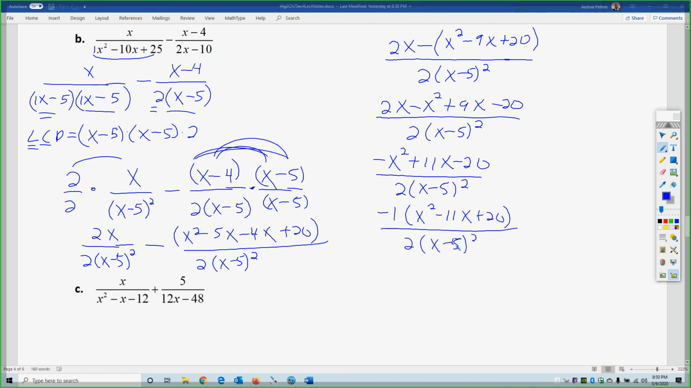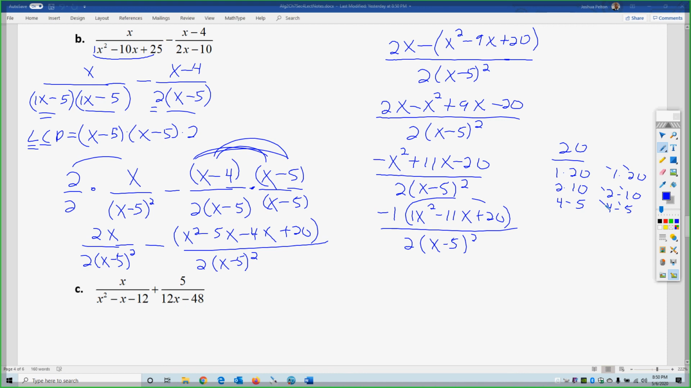Okay, so always check to see if there's any factoring on the top so you can get some cancellation if possible. It may or may not happen. So here I have 1 times 20. If I check 20, that's 1 times 20, 2 times 10, 4 times 5, or double negative, right? And none of those give me negative 11. So that's the best we're going to do there.